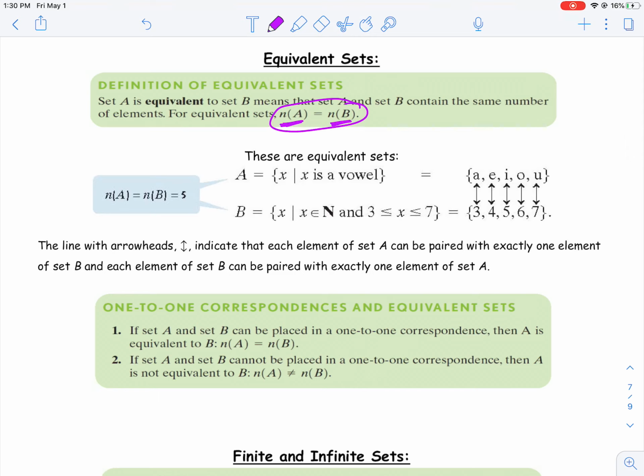So an example would be if set A was a set of all x's such that x is a vowel. That's A, E, I, O, U. That's 5 different elements. And if set B was the set of all x's such that x is an element in the natural numbers, where x is greater than or equal to 3 but less than or equal to 7. That's 3, 4, 5, 6, 7. Set B also has 5 elements. Even though they have nothing to do with each other, one's letters, one's numbers, we can say that set A and set B are equivalent to each other because they have the same number of elements. Okay?